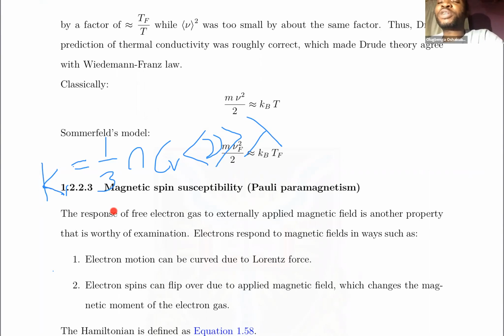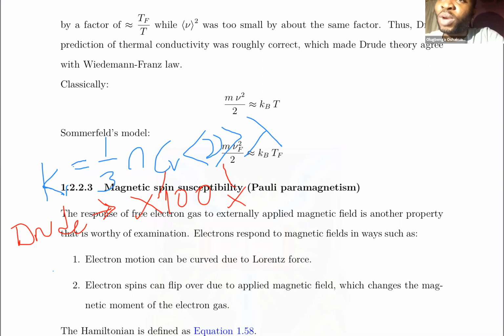In the computation of thermal conductivity by Drude theory, C_V was overestimated. The C_V used was that of monatomic gases, not that of electrons. So this was too big by 100, about times 100. And the only good thing about this thermal conductivity is that the average velocity calculated was too small by the same factor. So that tells us that the C_V calculated was times 100, while the average velocity used was like times 1/100.